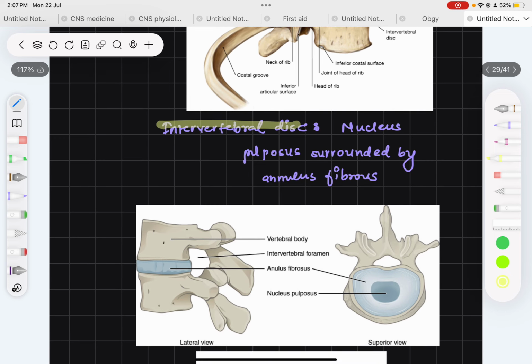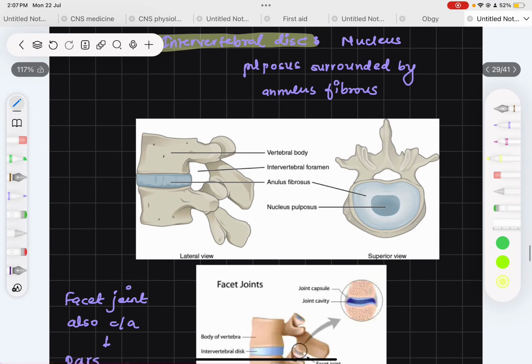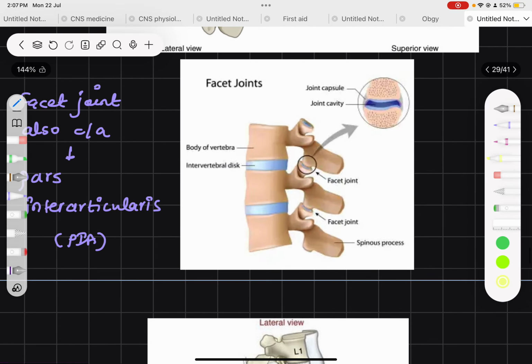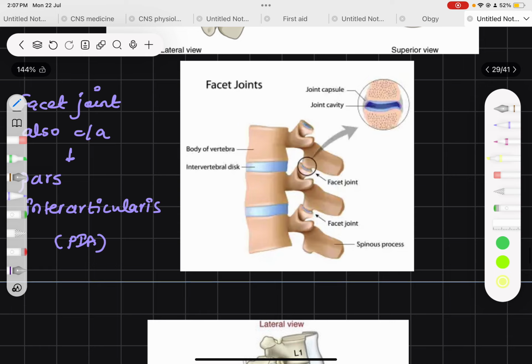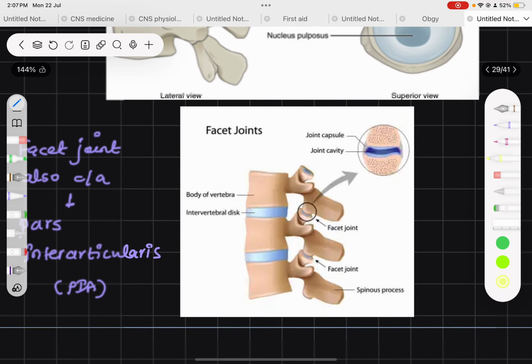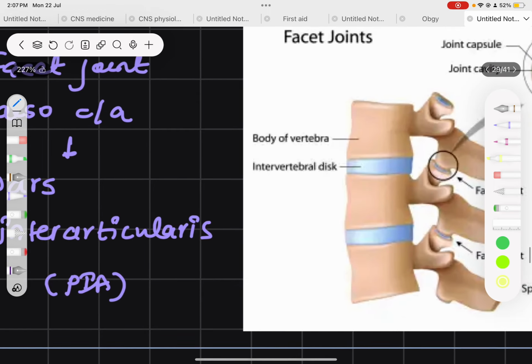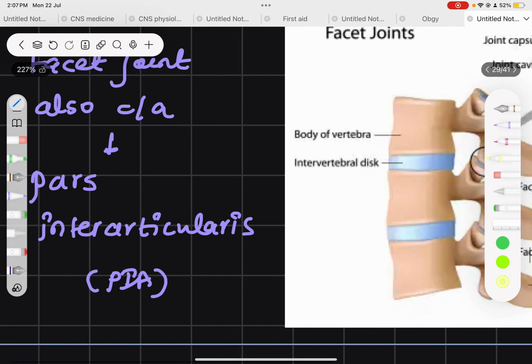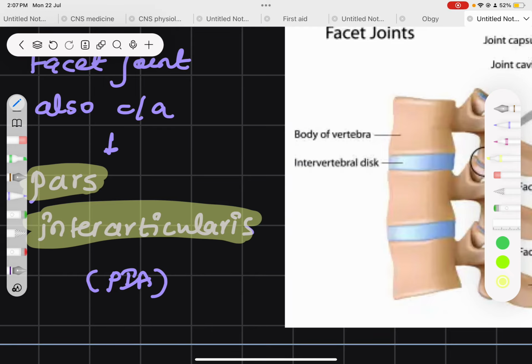Now between 2 vertebrae there is an intervertebral disc, which is formed by the nucleus pulposus in the middle, surrounded by the annulus fibrosus, as we can see in the picture. And as we have learned, a typical vertebra has a facet joint, and it has a joint capsule and joint cavity, and this is also known as the pars interarticularis.